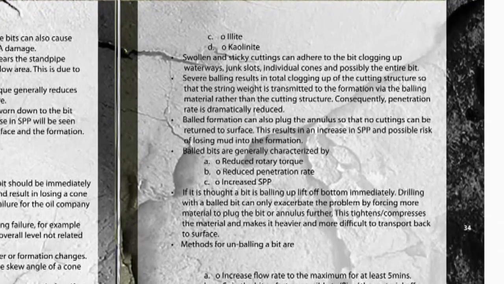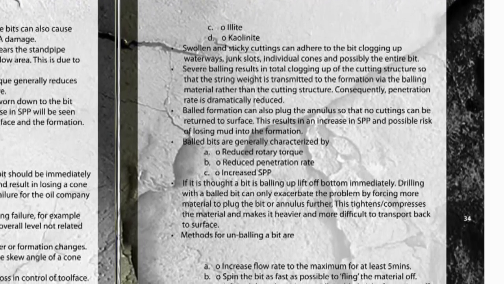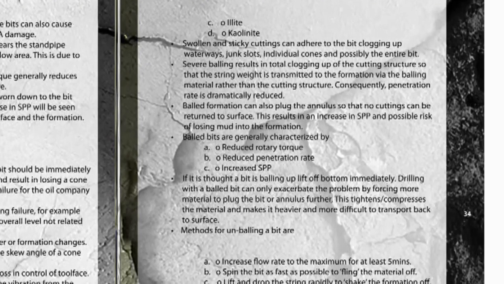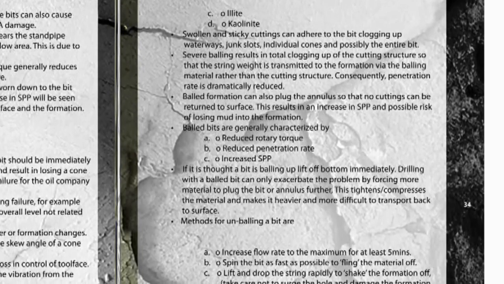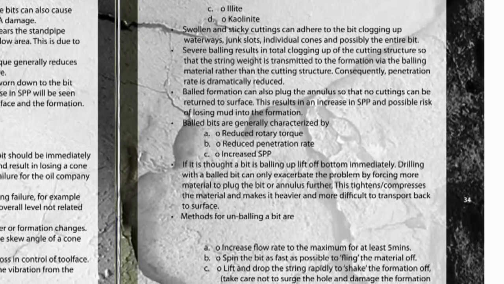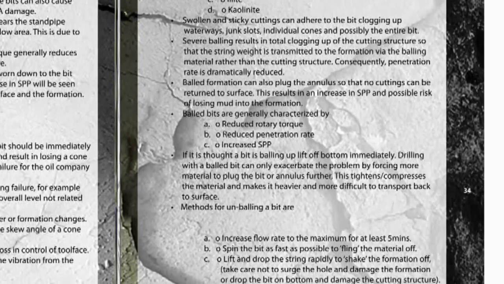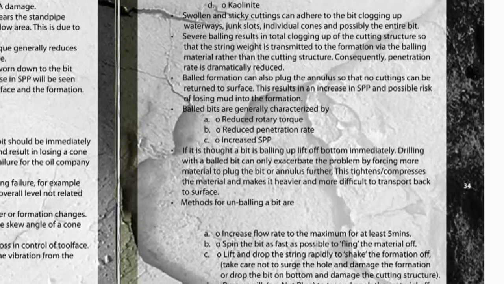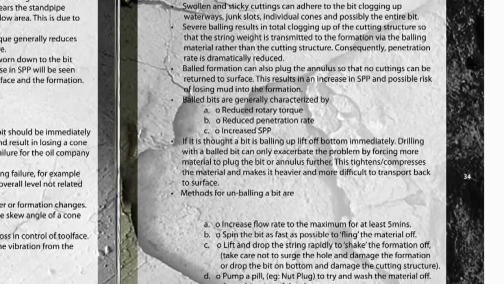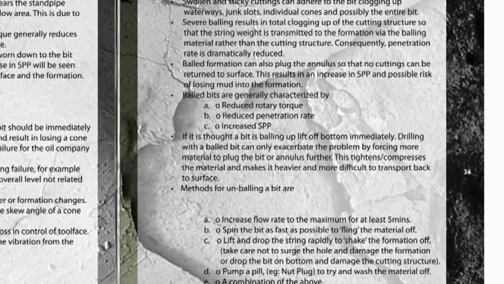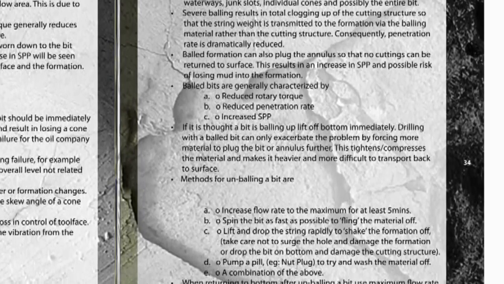individual cones, and possibly the entire bit. Severe balling results in total clogging up of the cutting structure, so that the string weight is transmitted to the formation via the balling material rather than the cutting structure. Consequently, penetration rate is dramatically reduced. Balled formation can also plug the annulus so that no cuttings can be returned to surface. This results in an increase in SPP and possible risk of losing mud into the formation. Balled bits are generally characterized by reduced rotary torque, reduced penetration rate, increased SPP.